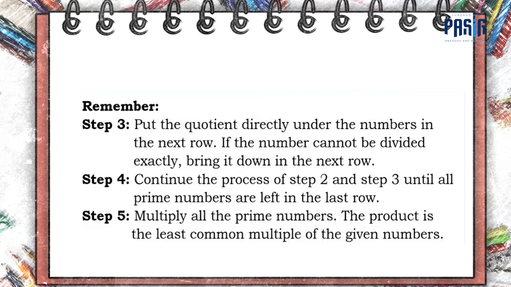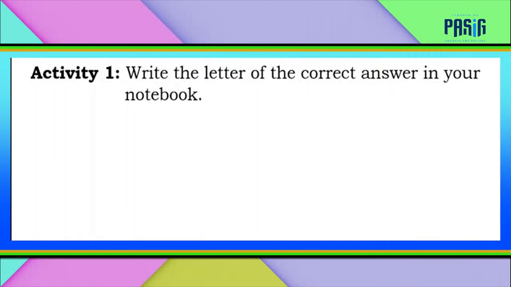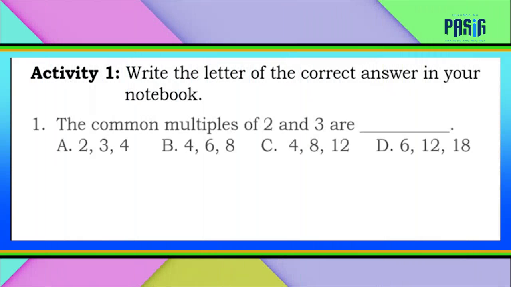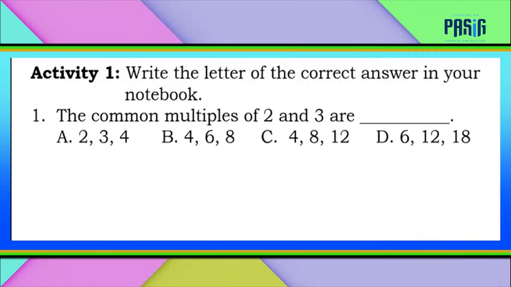Now it's time for your activity. I'll be giving you 5 seconds for each item for you to answer. Activity number 1. Write the letter of the correct answer in your notebook. Question number 1. The common multiples of 2 and 3 are blank. Timer starts now. Time's up. The correct answer is D.